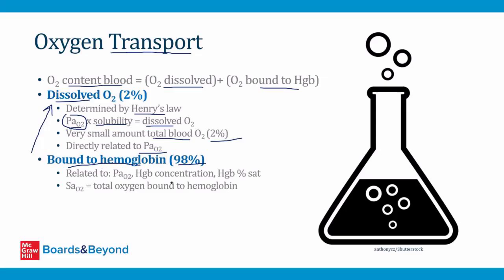98% of the total content of oxygen in our blood is bound to hemoglobin. But the thing you have to understand is the amount of oxygen bound to hemoglobin depends on multiple things. So it depends on the PaO2, just like dissolved oxygen, but it also depends on the concentration of hemoglobin found in our blood and the percent of that hemoglobin that is saturated with oxygen. So all three of these factors contribute to how much oxygen is carried in our blood by hemoglobin. And later in this video, we'll talk about the concept of SaO2, and this essentially refers to the total oxygen bound to hemoglobin in our blood, and it's dependent on these three factors shown here.